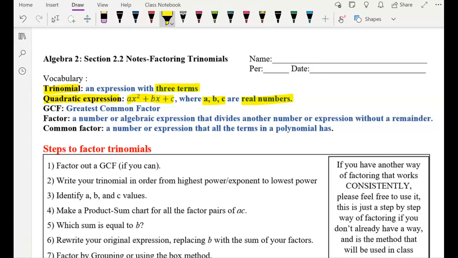From 2.1, the GCF is going to be the greatest common factor. Now, the word factor, it's going to be a number or an algebraic expression that divides another one perfectly, aka without a remainder. And then a common factor, just like the greatest common factor, is just a number or an expression that all the terms in the polynomial have in common, okay?